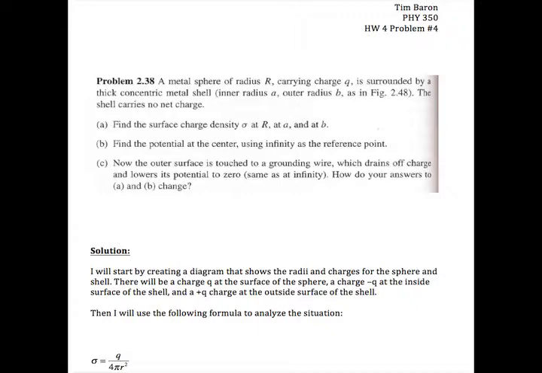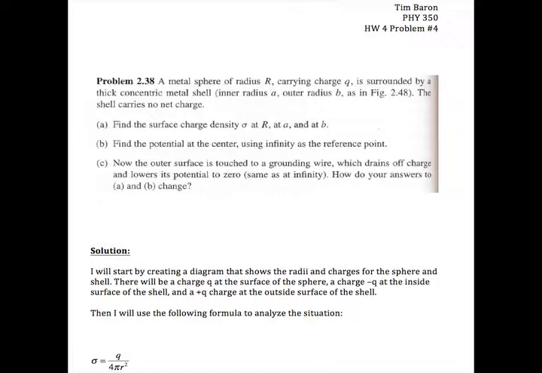We've got a metal sphere with radius big R carrying charge Q, surrounded by a thick metal shell. What they want us to do is find the surface charge density at different radii, find the potential at the center using infinity as a reference point, and then pretend that the outer surface is touched by a grounding wire and see how the answers to parts A and B change.